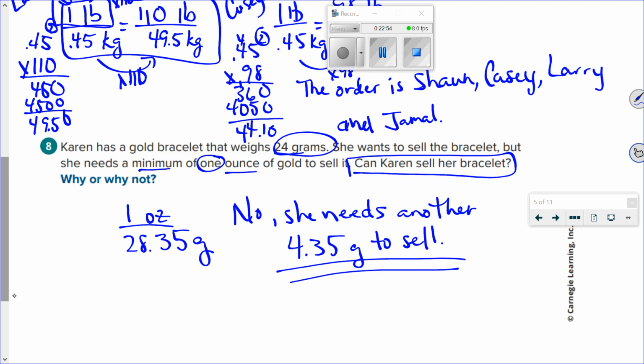That one, literally all you had to do is set up the conversion factor and compare it to what they asked you. Questions on anything on these pages so far? Okay, so let's take a look.